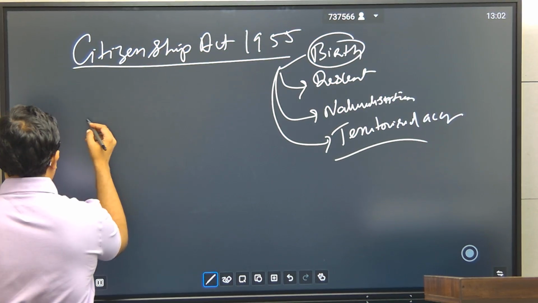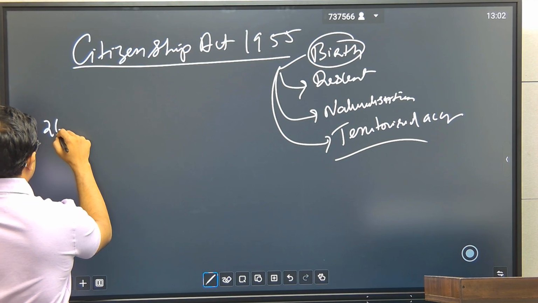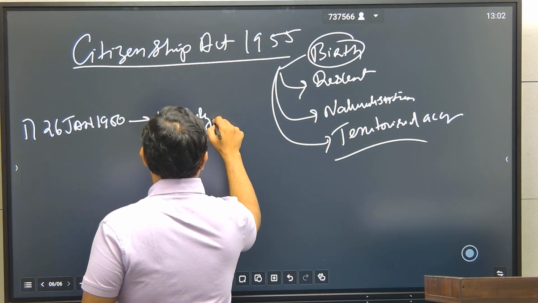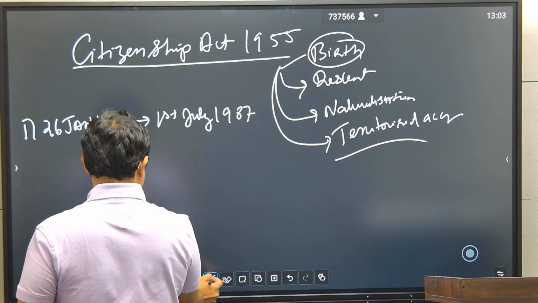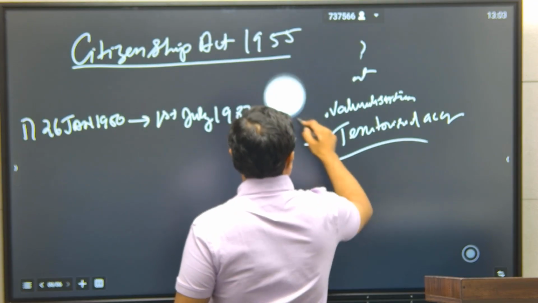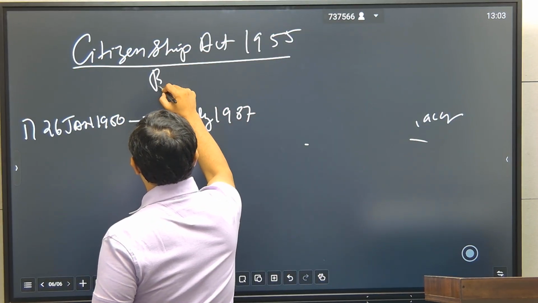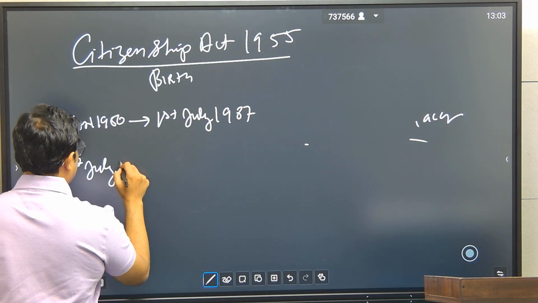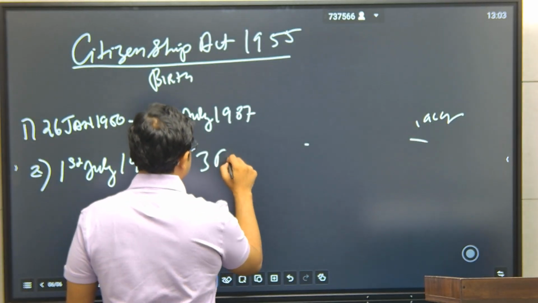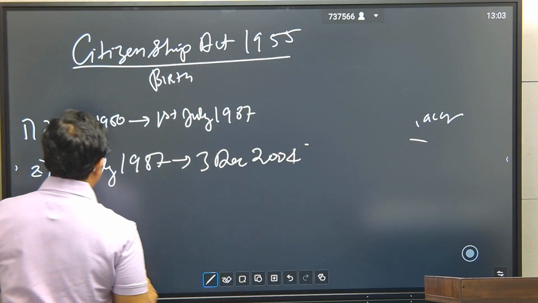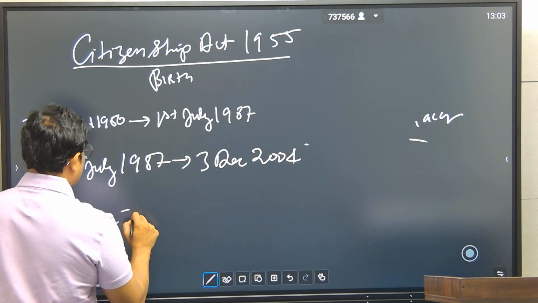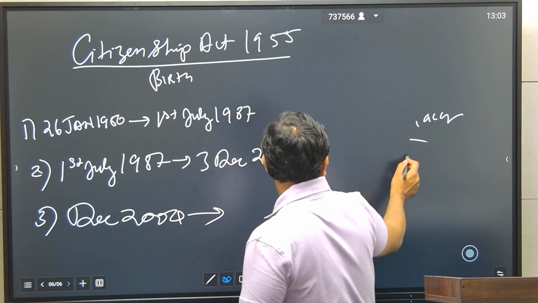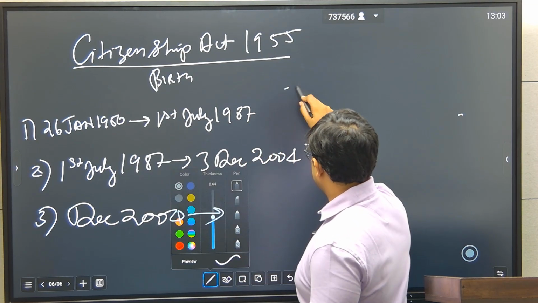Now, first segmentation is 26 January 1950 to 1st July 1987. Okay, citizenship by birth. Second segmentation is from 1st July 1987 to 3rd December 2004. And next segmentation is from December 2004 onwards. Now, the segmentation is based on the date of birth.